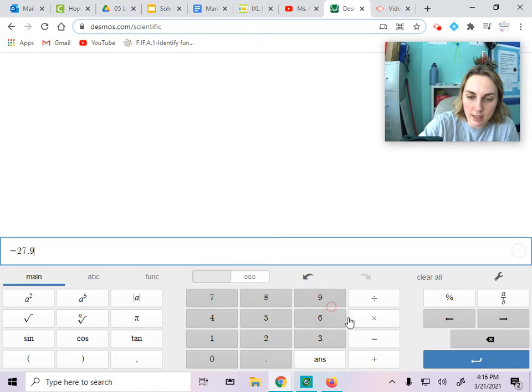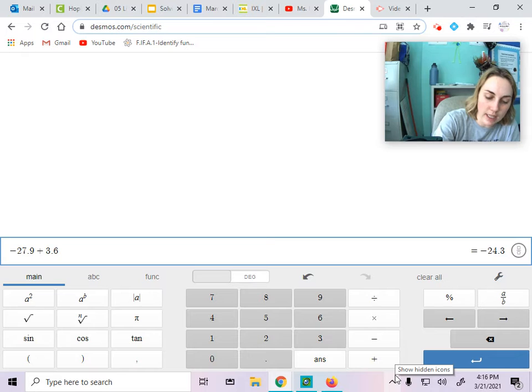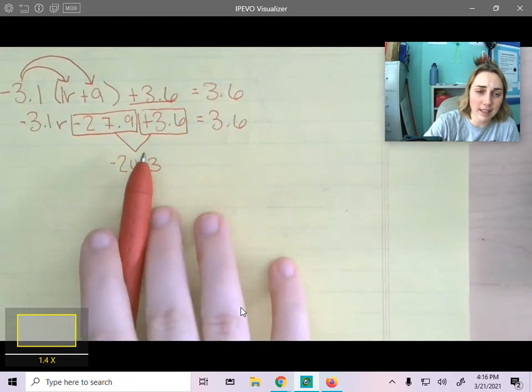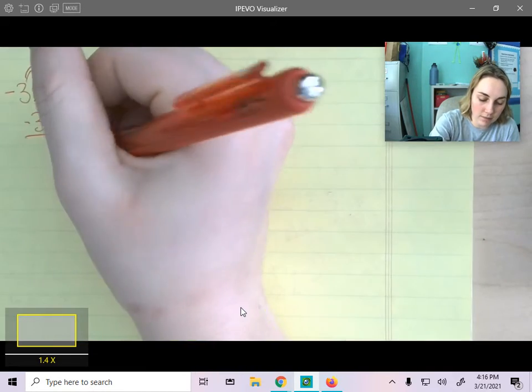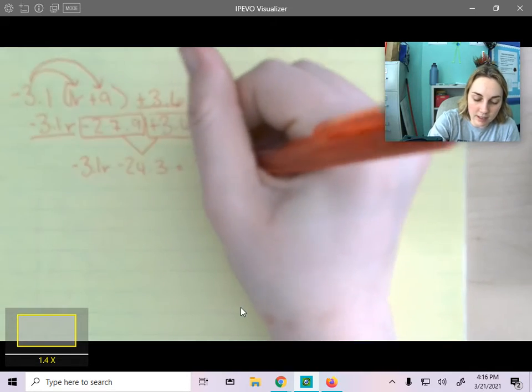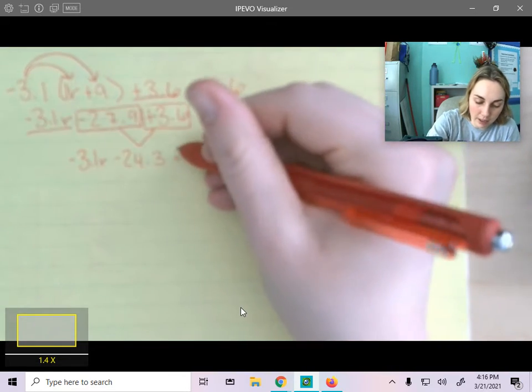-27 9/10, and I want to add that by 3 6/10. And what I get left over is -24 3/10. And now I can go ahead and solve my problem. So I combine like terms, so I'm going to bring this down: -3 1/10 r. And I'm going to bring down this, is equal to 3 6/10. And now I can do the balance beam.